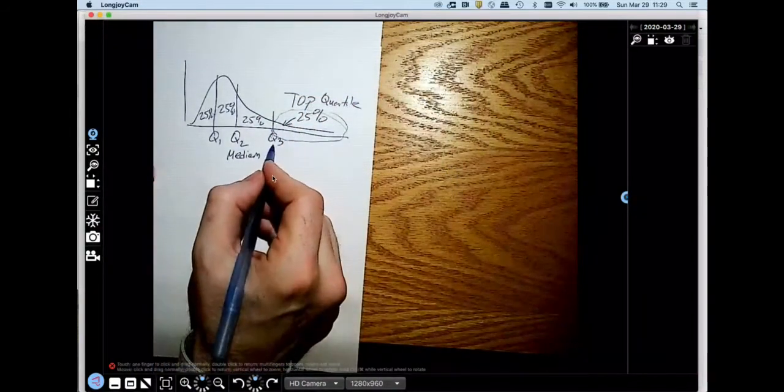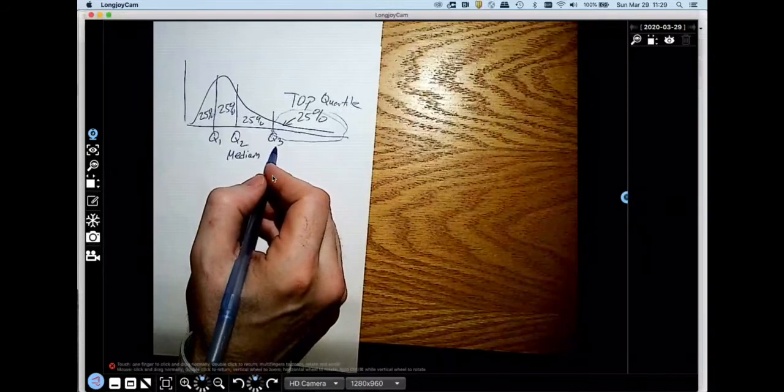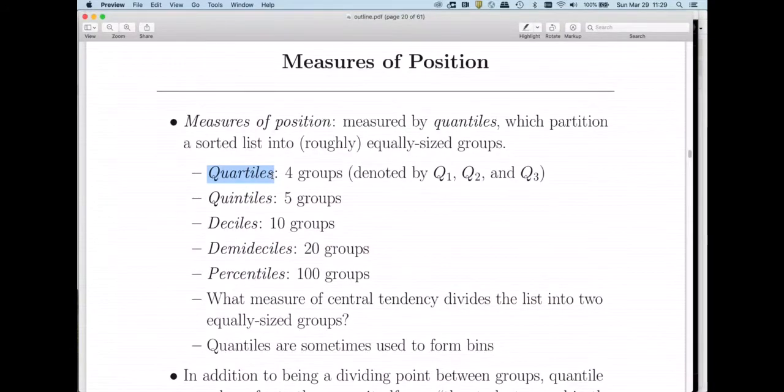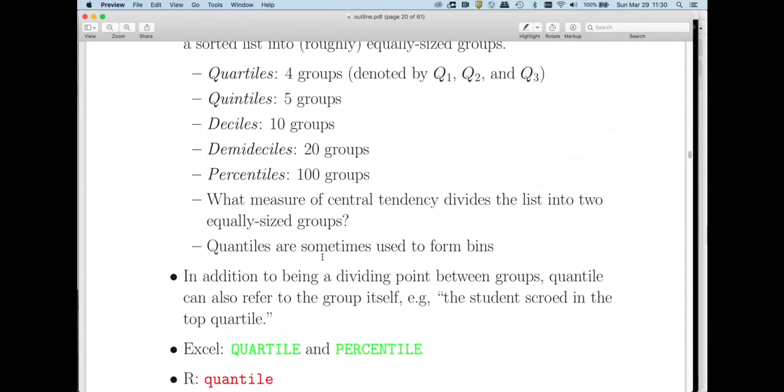We also call Q3 a quartile. So unfortunately, the term means 2 different things. Quintiles do 5 groups, deciles 10 groups, demi-deciles, so the prefix demi means half, so this is half a decile, does 20 groups. Percentile gives us 100 groups. All right, how do we compute these in R?